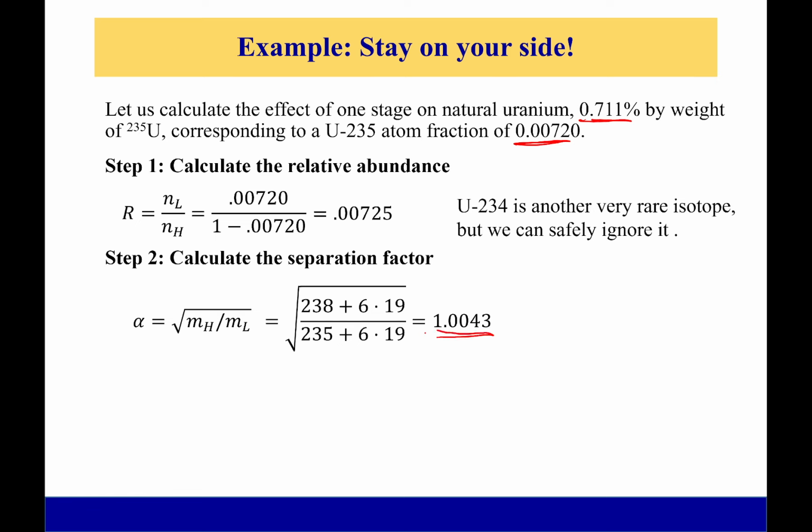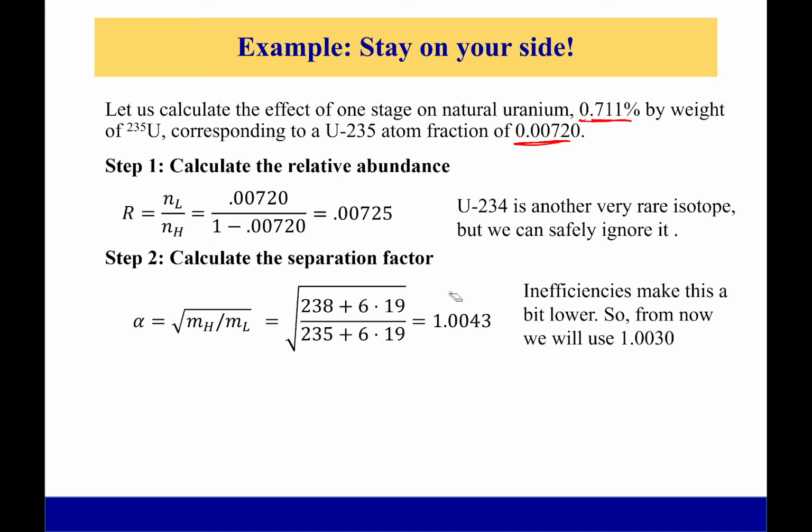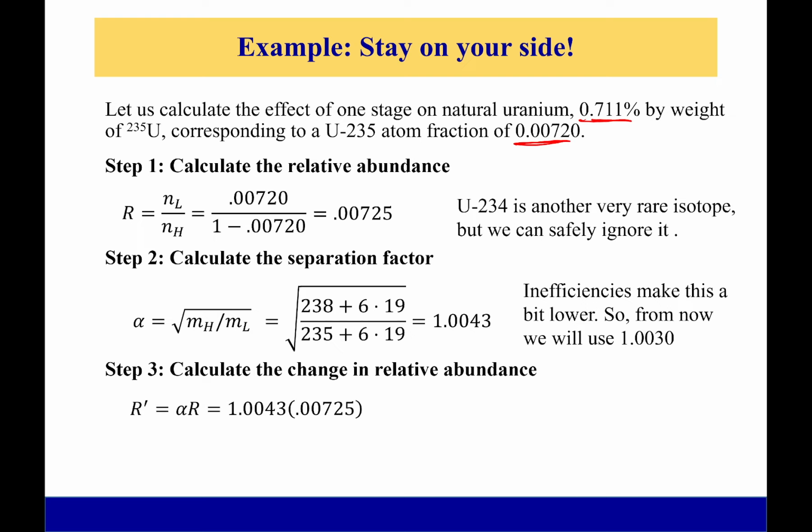Now this isn't realistic because it's not going to be perfectly efficient each time. So we're going to use 1.003 to be more realistic and go with what you would actually have seen in a gaseous diffusion separator. Having done that, we can figure out what our relative abundance will be after one stage. It's simply my initial relative abundance times my separation factor, which comes out to be 0.00727. So it changed by just a tiny bit. It's not all that much.